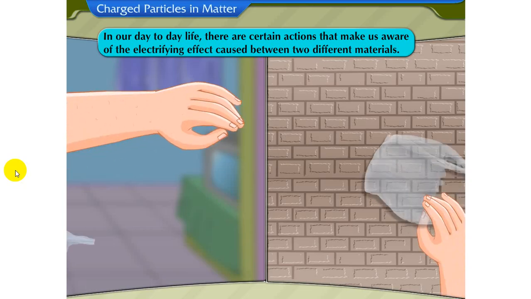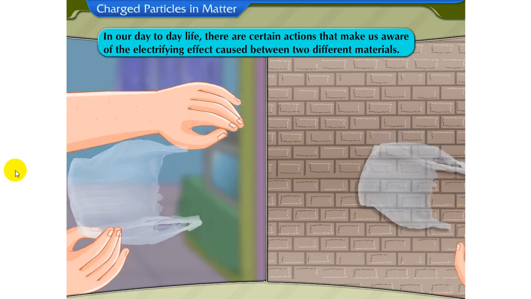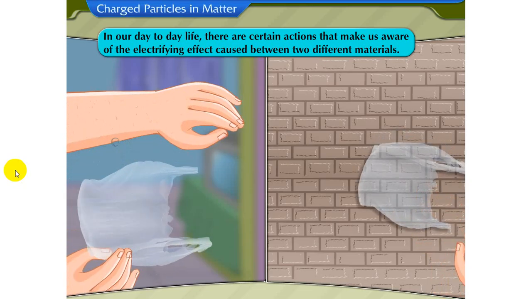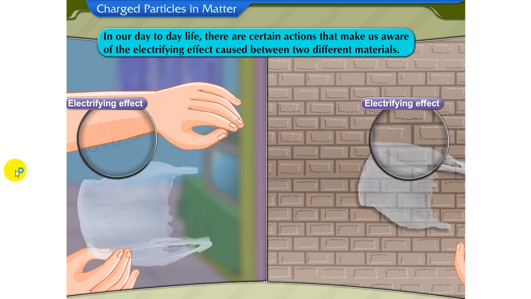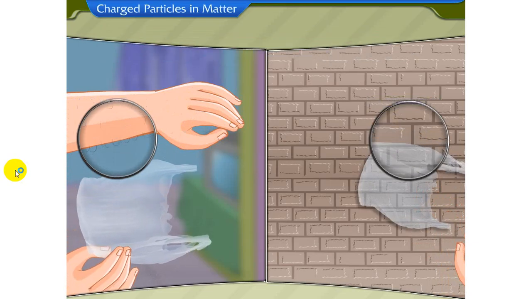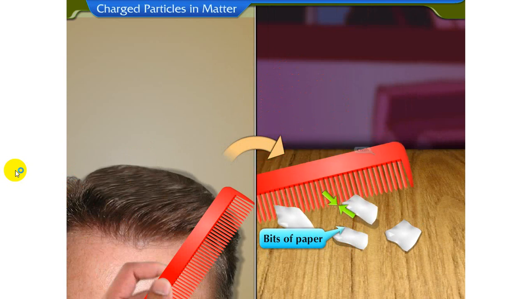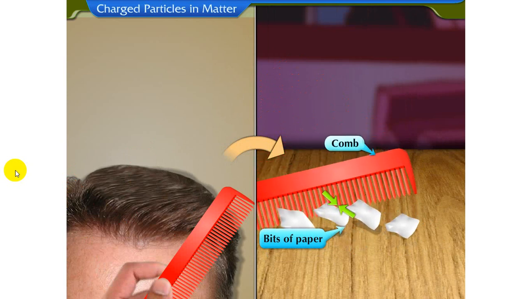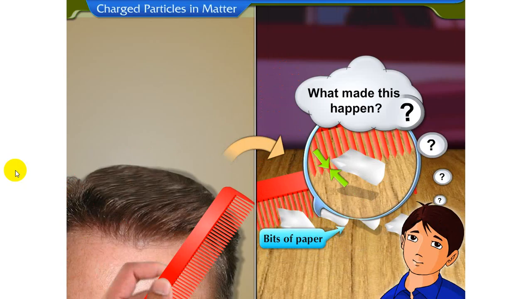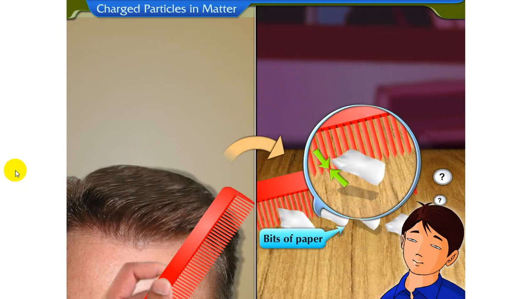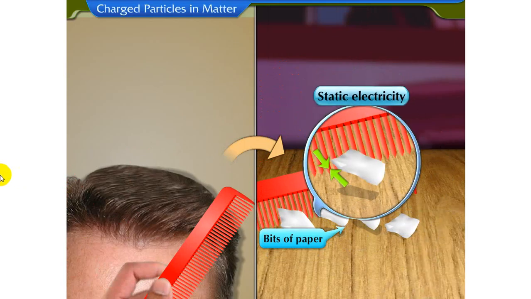In our day-to-day life, there are certain actions that make us aware of the electrifying effect caused between two different materials. For example, run a comb through your dry hair and bring it near bits of paper. Wow! They get attached to your comb. What made this happen? Well, it happens due to static electricity.